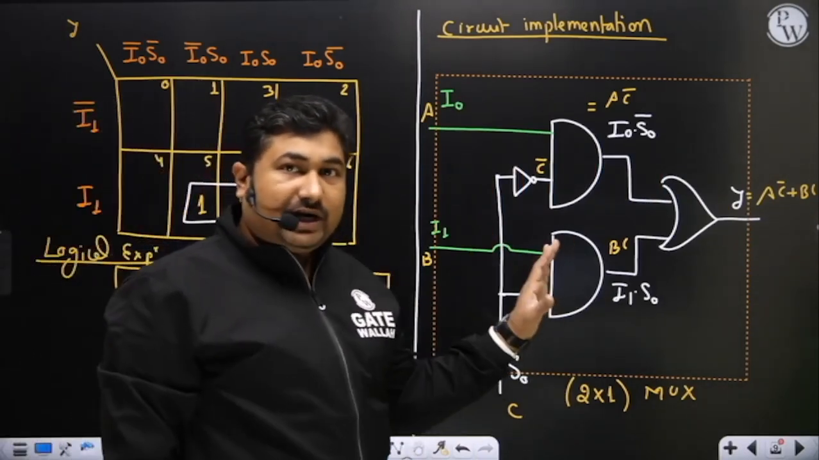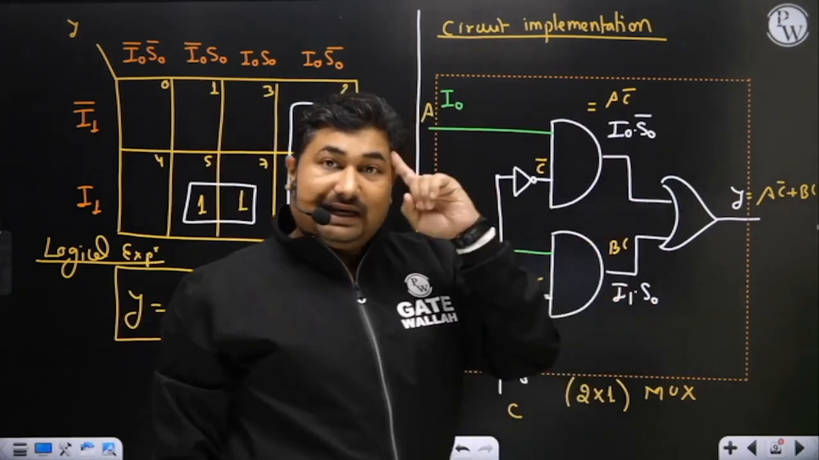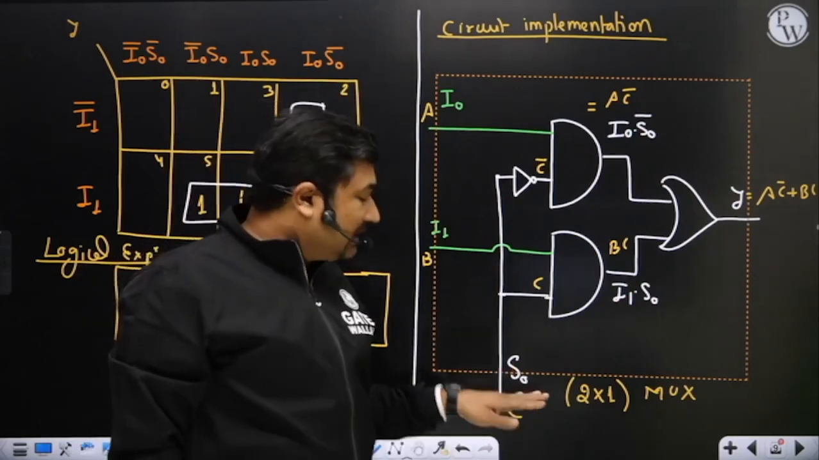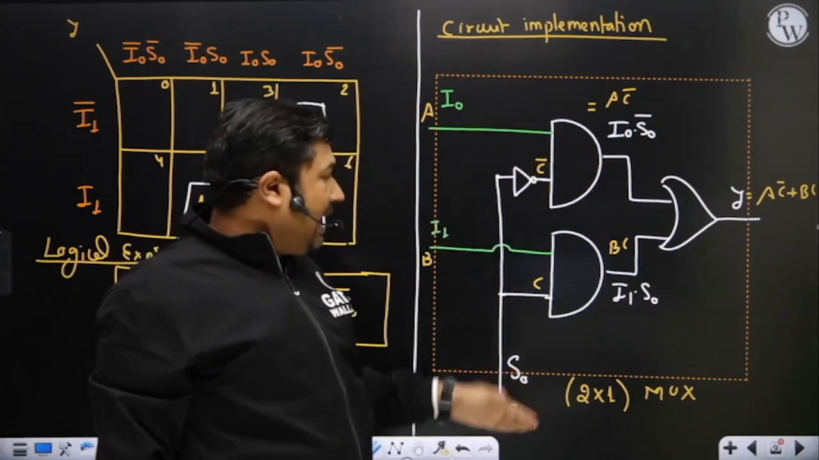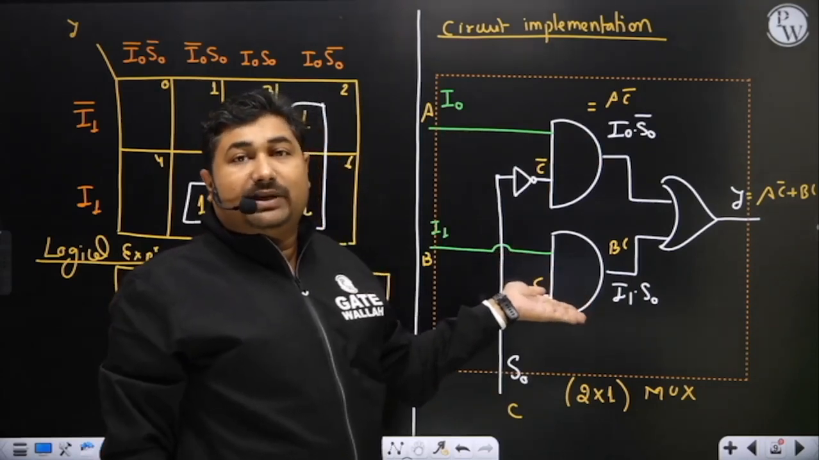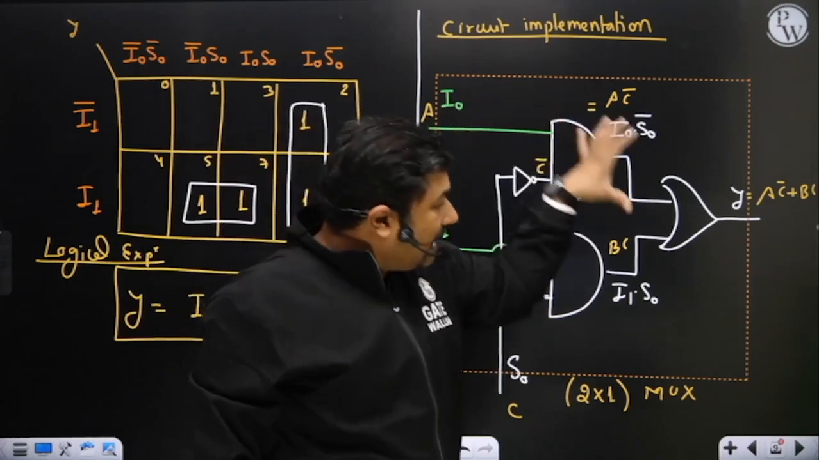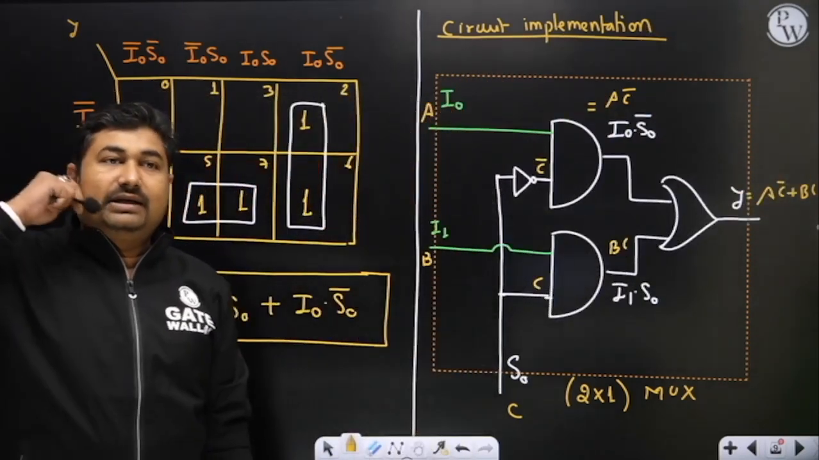From now onward, you will get only 2 cross 1 mux. This is not mentioned to you, but now you can analyze. Whatever input is on the select line, that select line is going to be complemented on the I0 pin and the I1 pin, the same will appear. Then this is going to be multiplied with the input data, and then all are going to be passed through the OR gate. It means all are added. Is it okay?